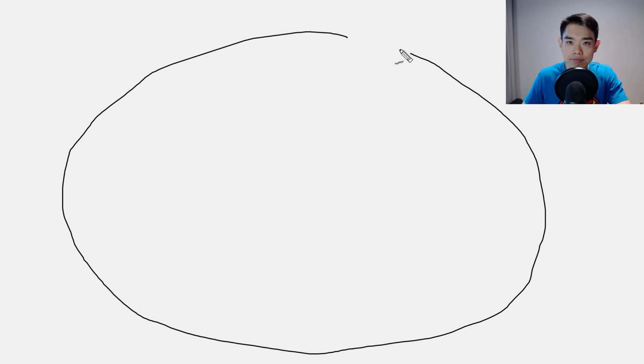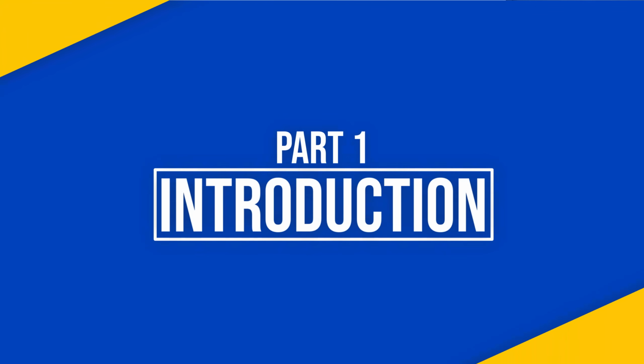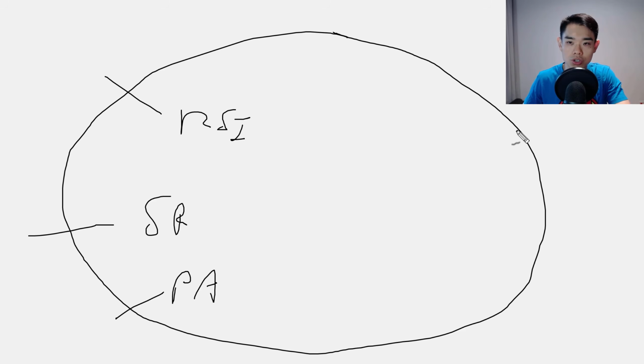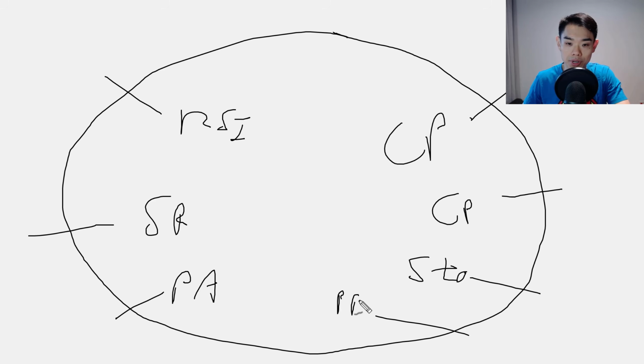So here's the thing, right? Technical analysis comprises many different tools. If I were to illustrate, imagine this entire circle. Technical analysis is like the umbrella. And beneath this umbrella, there are a lot of different tools, right? You have things like RSI, support resistance, price action, chart patterns, candlestick patterns, stochastic, pivot points, etc.